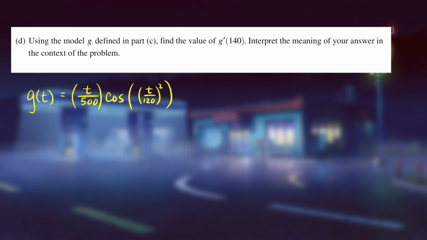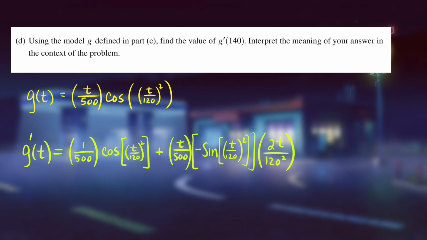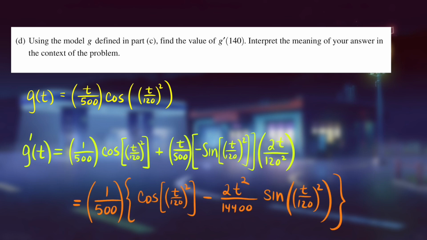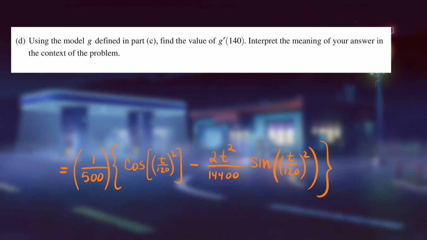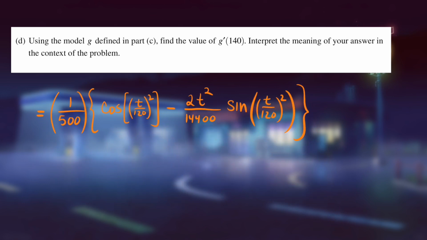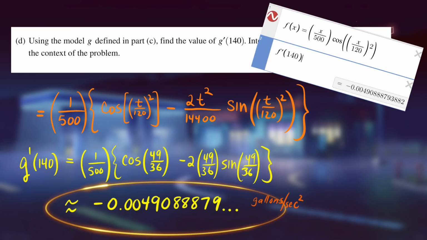So here's our function for g of t, the rate of flow of gasoline, and here's the derivative, which we find using the chain rule as well as the product rule. And substituting in the value of t equals 140, we can evaluate this expression. And we get this value.